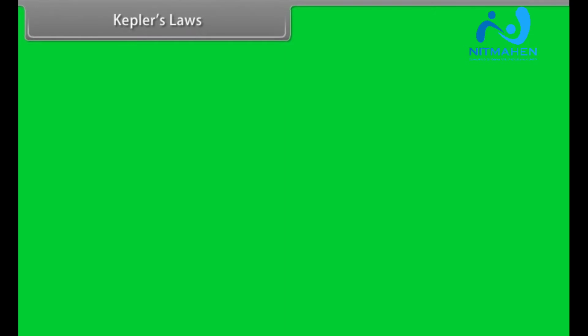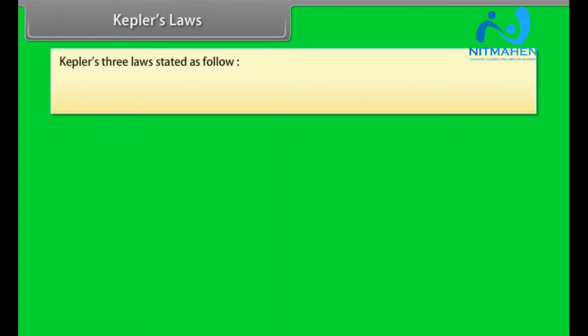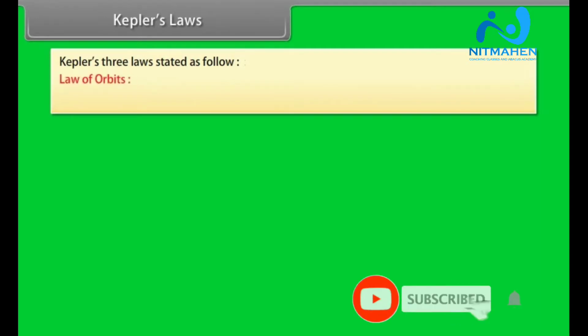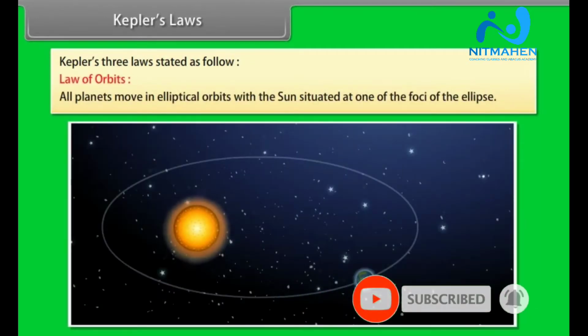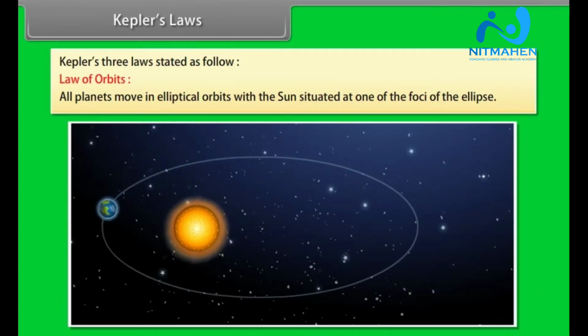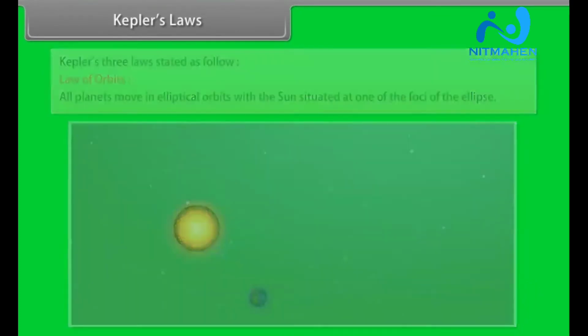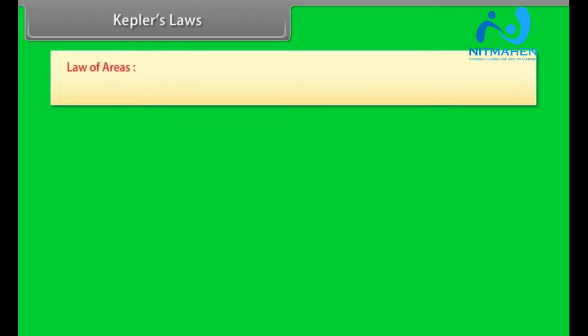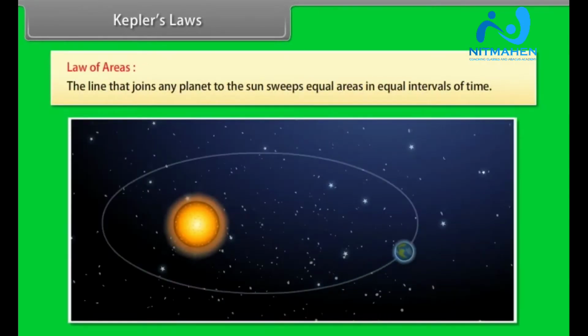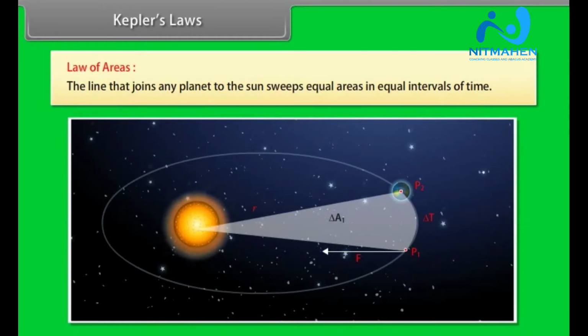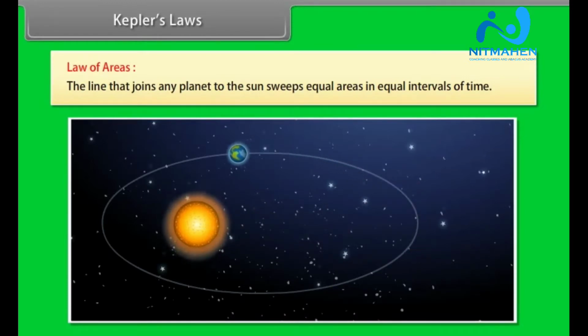Kepler's law. Kepler gives three laws. They are stated as follows. Law of Orbit: all planets move in elliptical orbits with the Sun situated at one of the foci of the ellipse. Law of Areas: the line that joins any planet to the Sun sweeps equal areas in equal intervals of time.